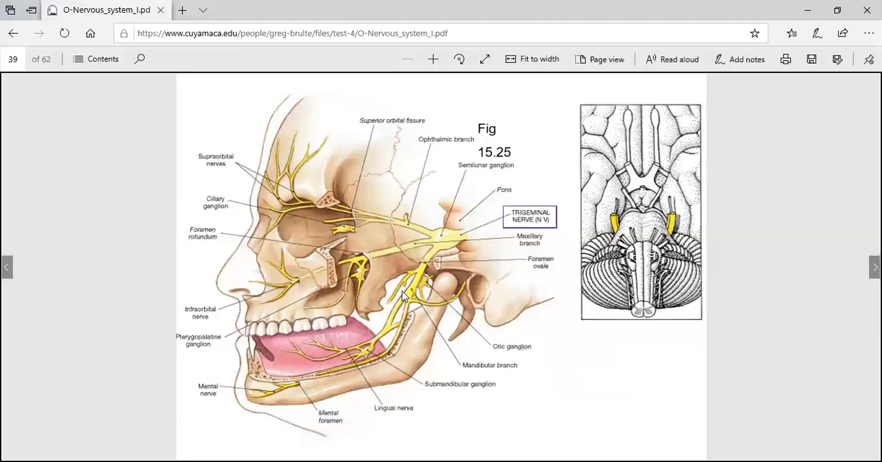Trigeminal, three branches. Big guy. Anytime you have a big guy, big nerve like this, it's probably both. Okay? So see this branch going down your mandible? Mandibular nerve. See this branch going towards your maxilla? Maxillary branch. See this branch going towards your eye region? Ophthalmic. So you got three branches.